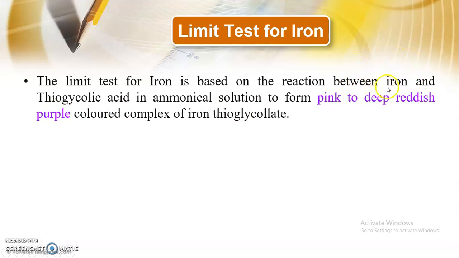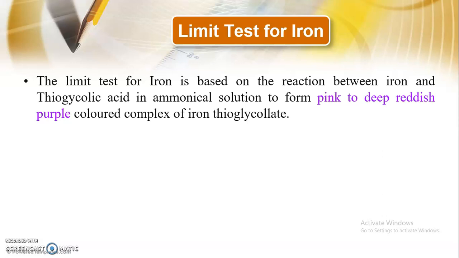This iron is present as an impurity in our sample, which reacts with the thioglycolic acid and forms a deep purple reddish colored complex of iron thioglycolate, and the intensity of this colored complex is directly proportional to the amount of iron present in our sample. If the amount of iron impurity is less, the colored complex will be less intense. And if the amount of iron is more, it leads to the formation of a highly colored complex.